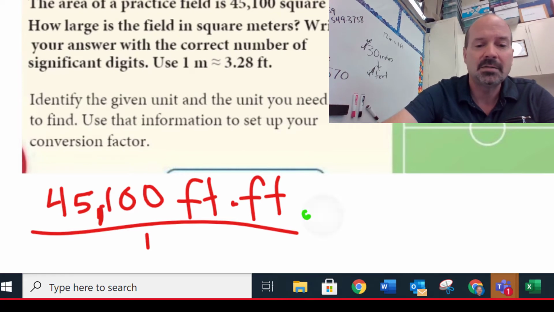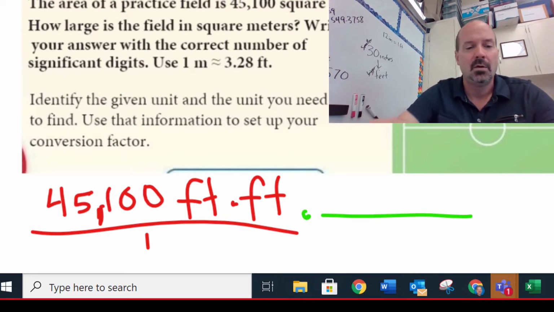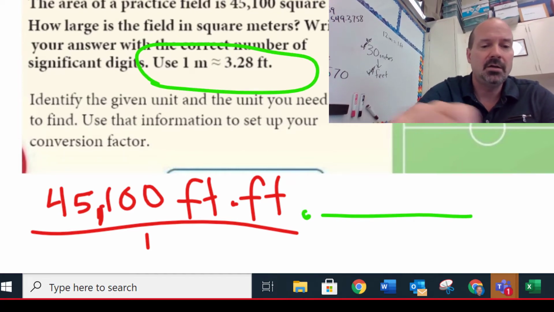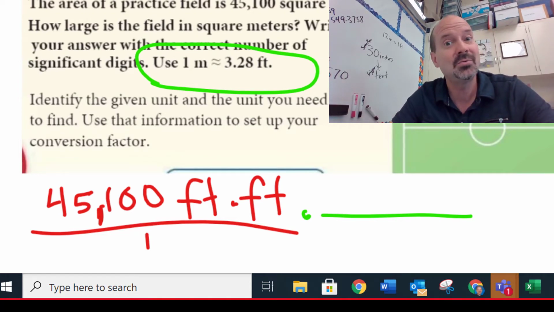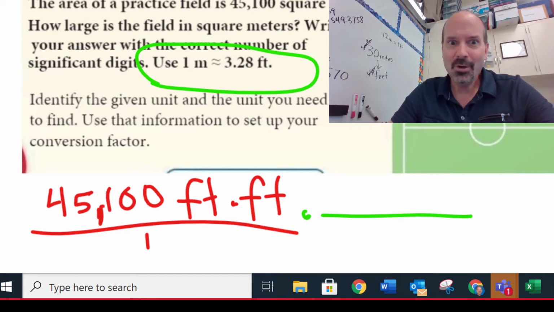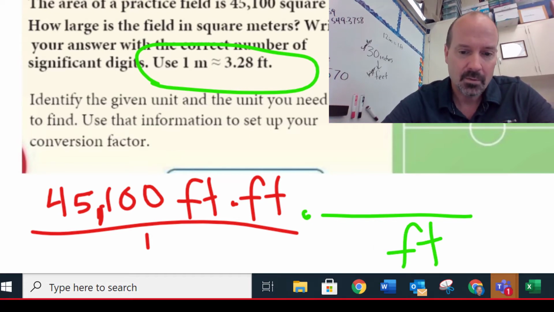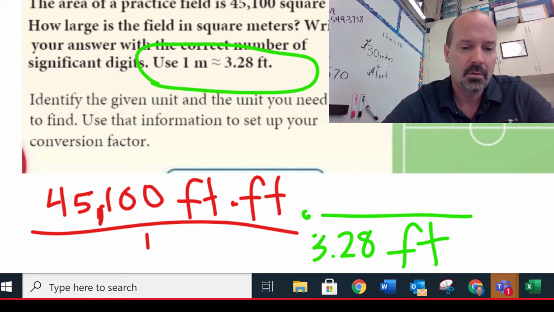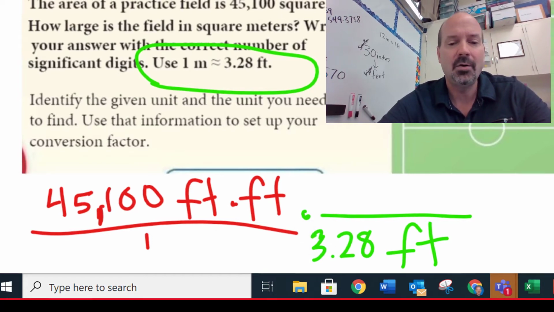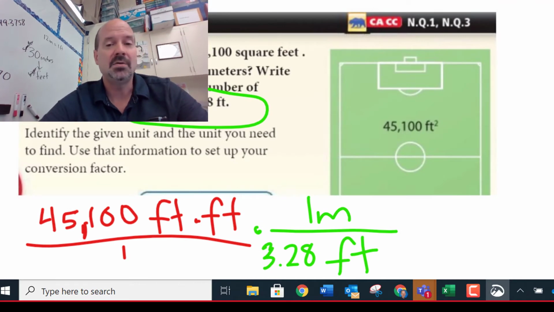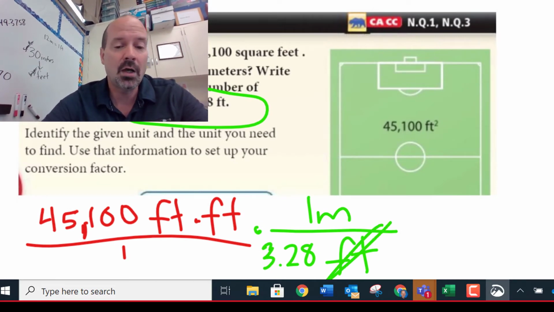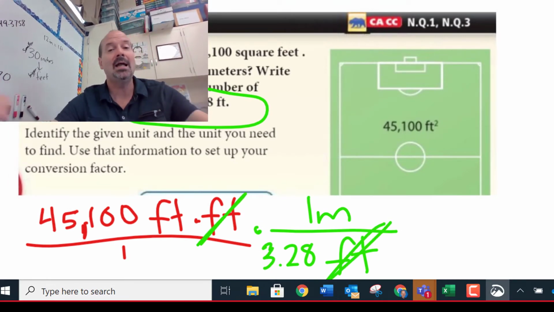So multiply this by, now, here's my ratio. I know that 1 meter is the same as 3.28 feet. Where do the words have to go? So they'll cross cancel. Well, feet has to go on the bottom. And it's 3.28 feet, right? And then on the top would go 1 meter. Now, the bad news is that only cancels one of the feet words. So I gotta do it again.